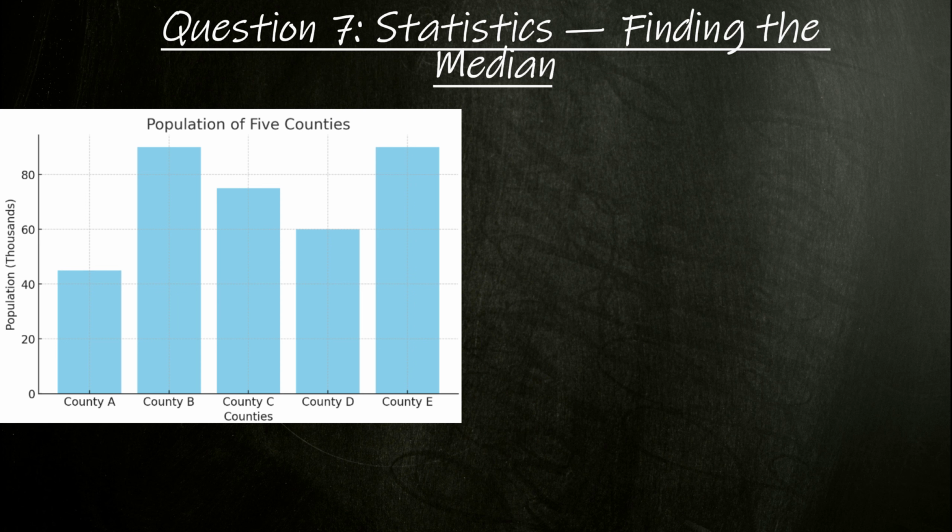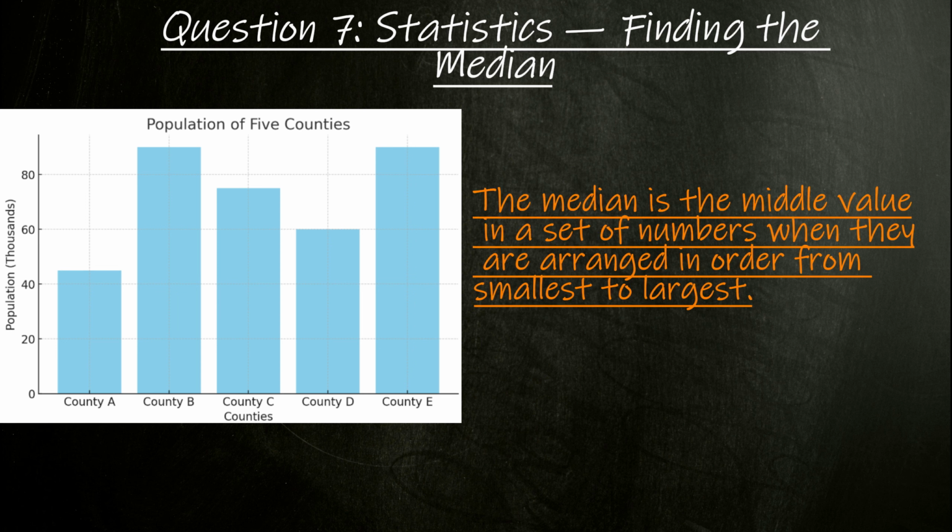So back to the original question. What is the median population among these 5 counties? The median is the middle value in a set of numbers when they are arranged in order, from smallest to largest. If there's an odd number of values, the median is the exact middle number. If there's an even number of values, the median is the average of the 2 middle numbers.